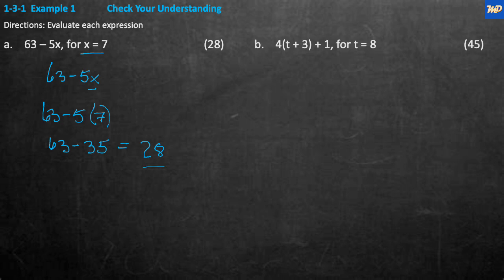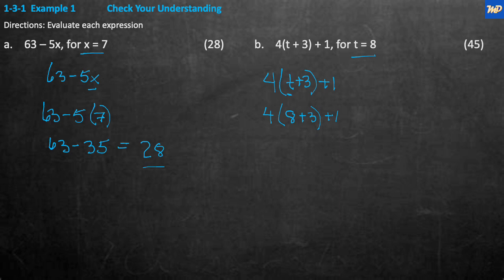Okay. B, problem 4. We have a distributive property issue to look at here. 4 times the quantity t plus 3, plus 1, and we're going to evaluate t at the value of 8. We have to find all of our t values, and there's one right here inside these parentheses. So we're going to say 4 times, replacing t with an 8, 8 plus 3 plus 1.